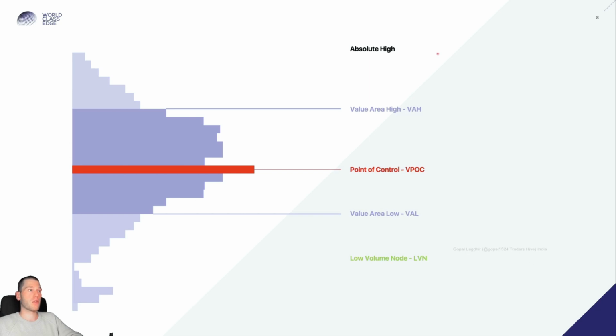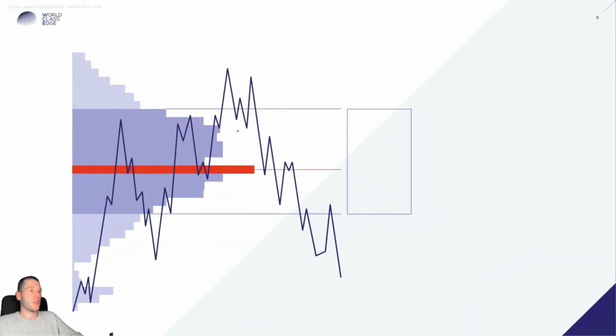We also have an absolute high and an absolute low, which are the absolute high and absolute low of the range we are viewing or analyzing, or the profile is about. So the absolute high of the day or of the week, or, as I said, any time frame.